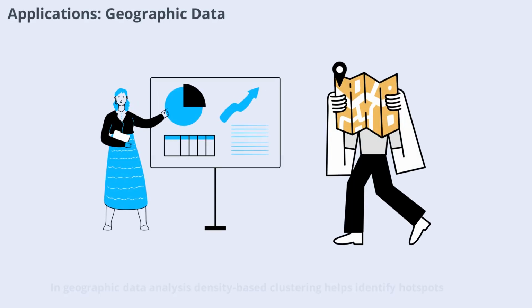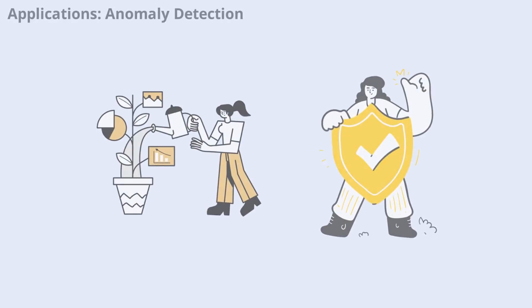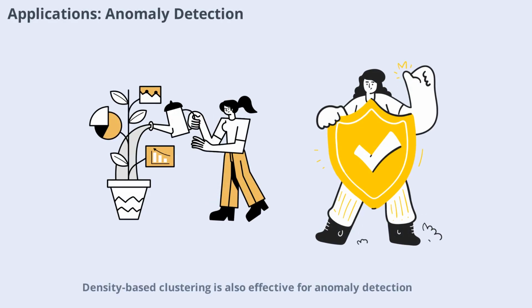In geographic data analysis, density-based clustering helps identify hotspots, such as areas with high crime rates or popular tourist destinations. By analyzing the spatial distribution of data points, these algorithms can reveal patterns that inform urban planning, resource allocation, and emergency response strategies.